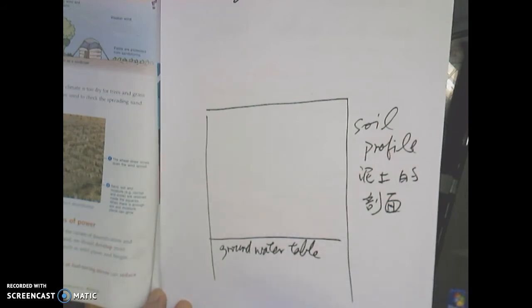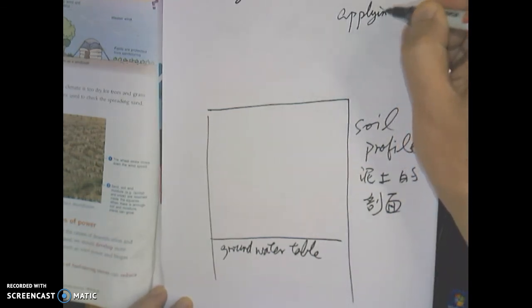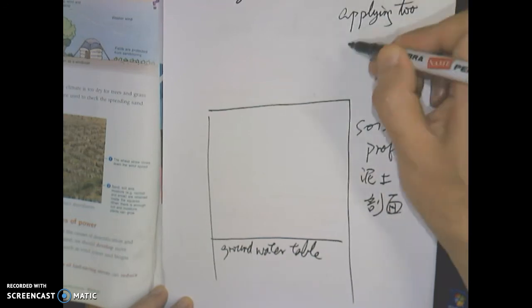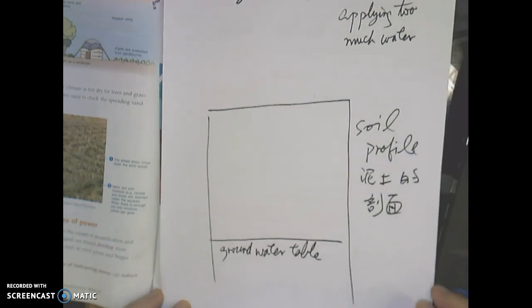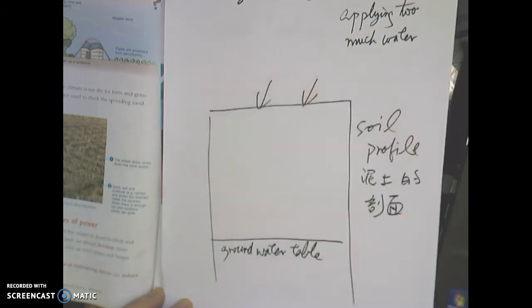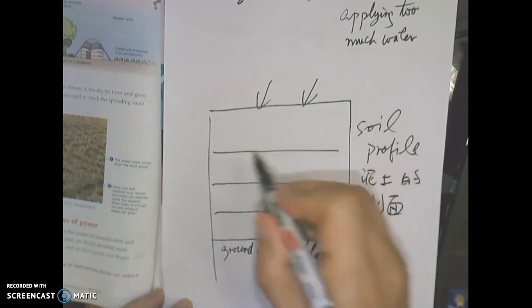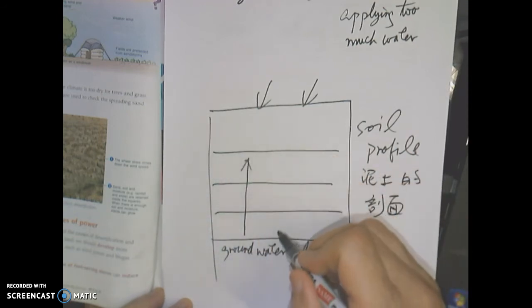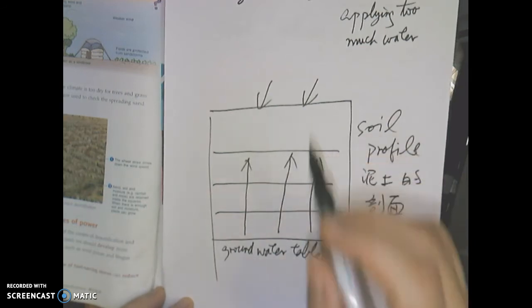But there is some problem caused by the farmers. That means they are applying too much water to the soil. So every time they irrigate the farm by applying too much water, there will be a change in the groundwater table. That means the water table is going to become higher and higher, nearer and nearer to the top of the soil.